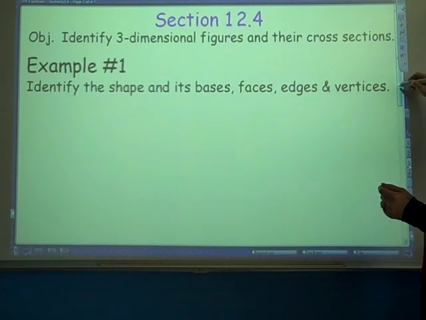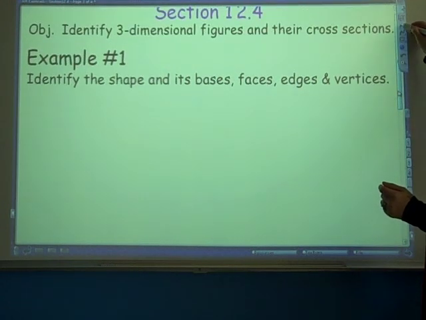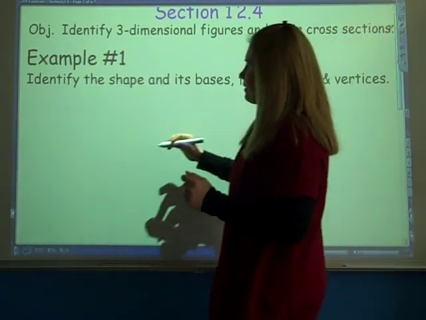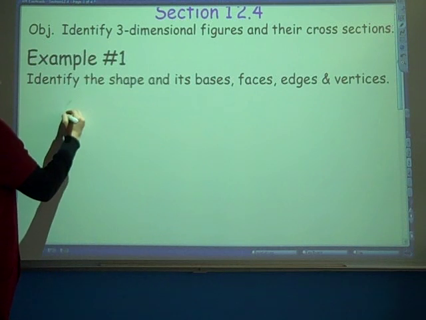Okay, an example. Oh, I lost my shape. Okay, so let me draw a shape here.